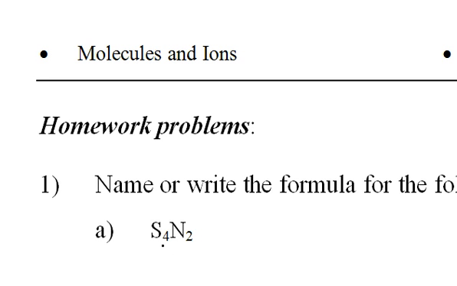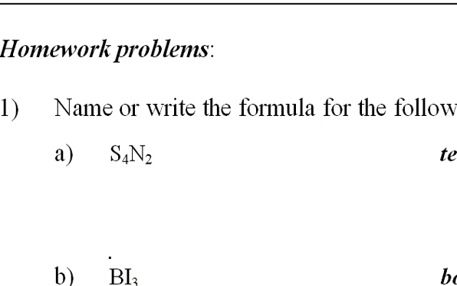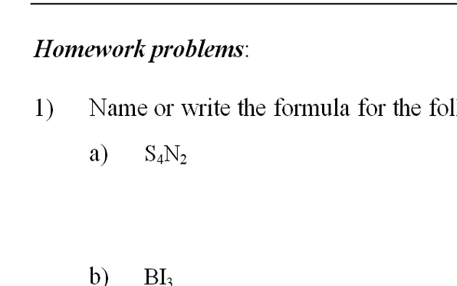Since we have 4 sulfurs and 2 nitrogens, the sulfur keeps its name, sulfur. The nitrogen, we drop the last syllable and add IDE. Since we have a 4, we have tetrasulfur dinitride. And if you wish to hyphenate it, you may do that. So tetrasulfur dinitride.